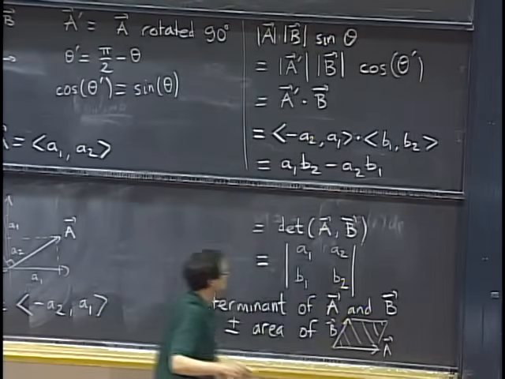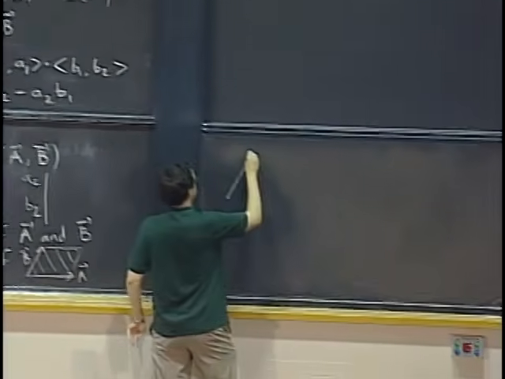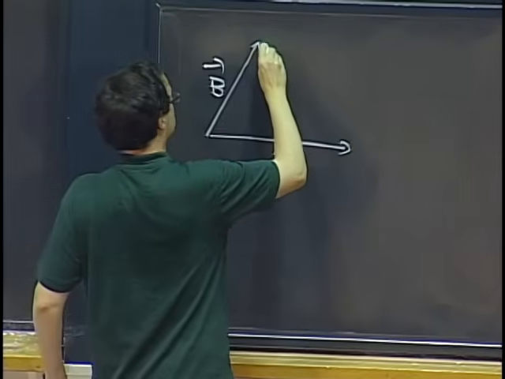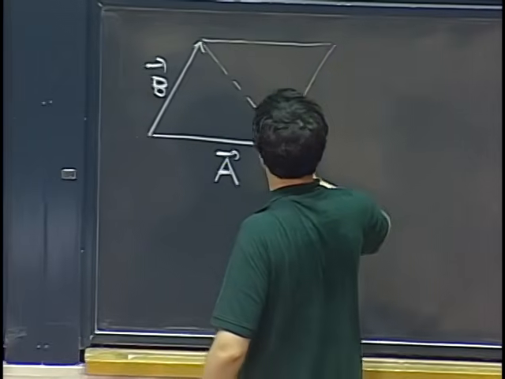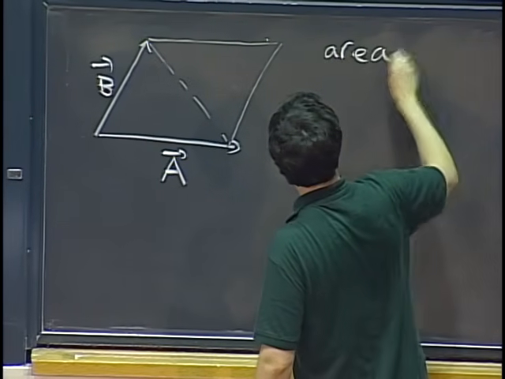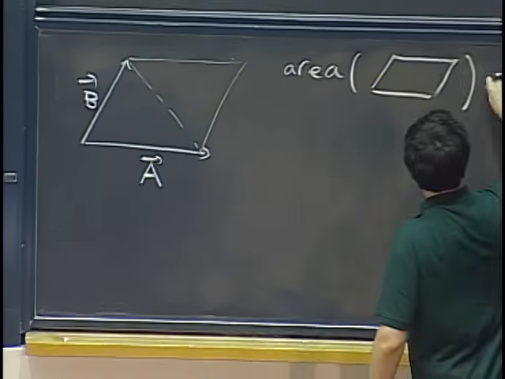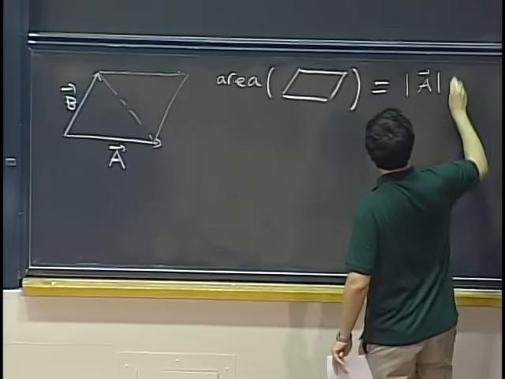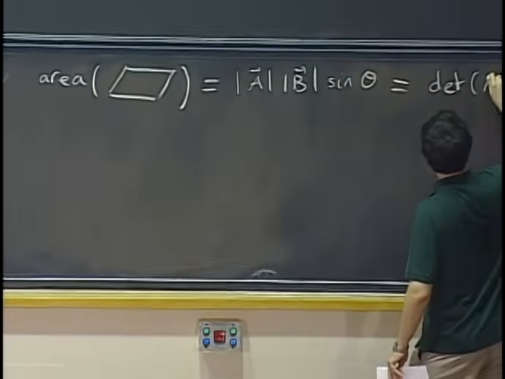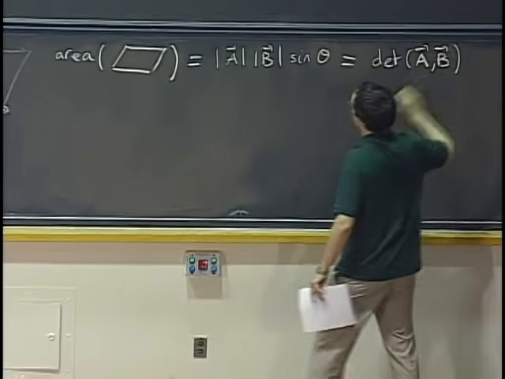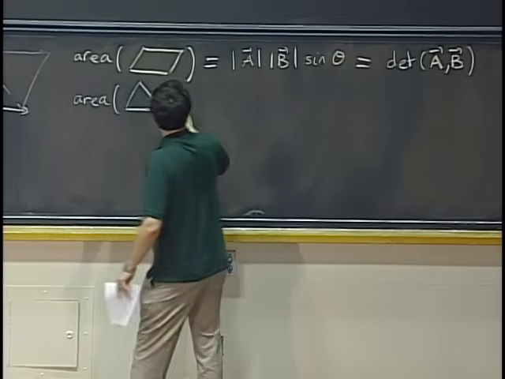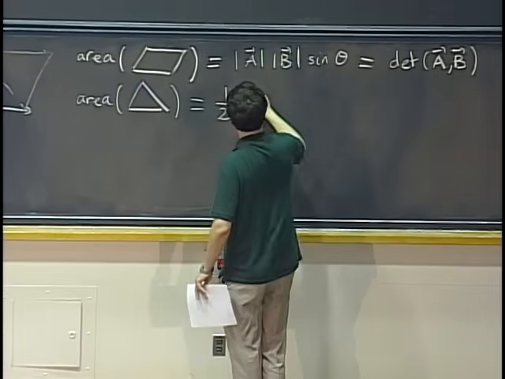So let me explain that again. So if I have two vectors A and B, I can form a parallelogram with them, or I can form a triangle. Okay? And so the area of a parallelogram is equal to length A, length B, sine theta, is equal to the determinant of A and B. While the area of a triangle is 1/2 of that.